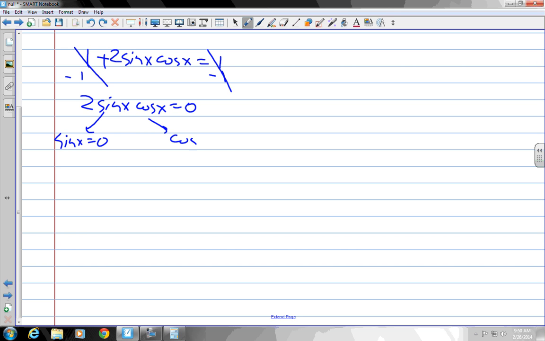The 2 doesn't matter in this case. So when the sine equals 0, that's 0 and pi, right? And when does cosine equals 0?